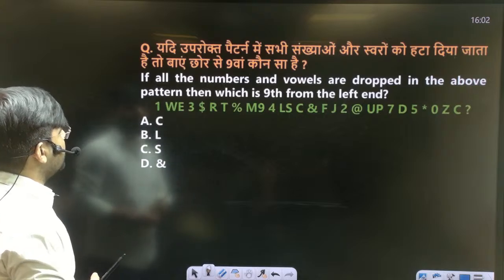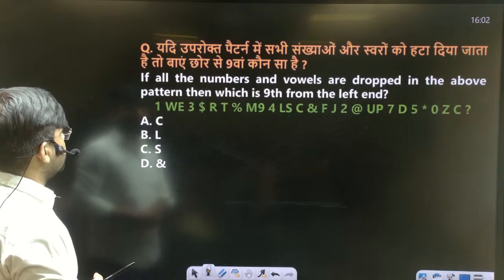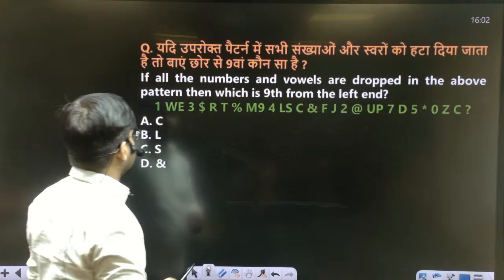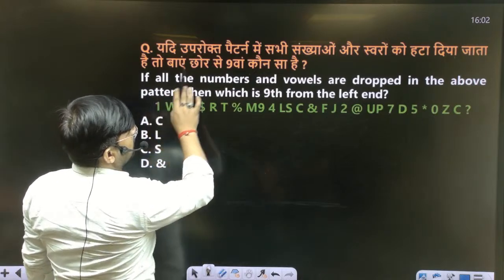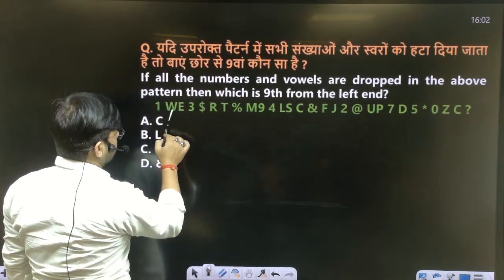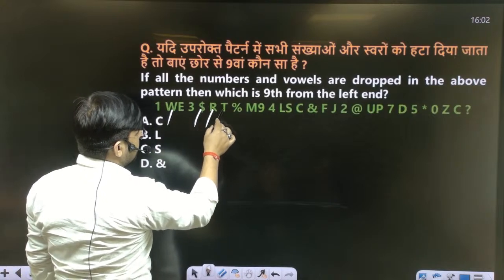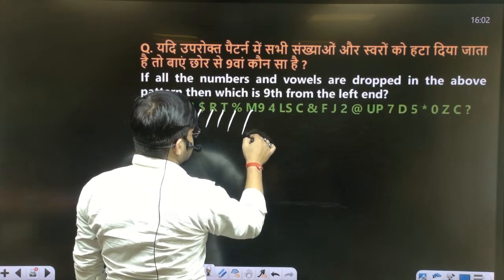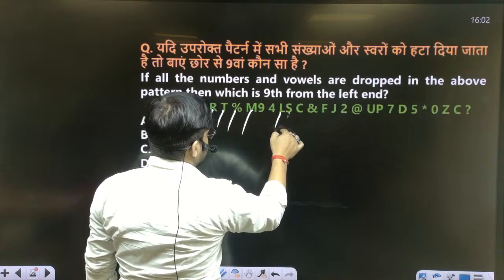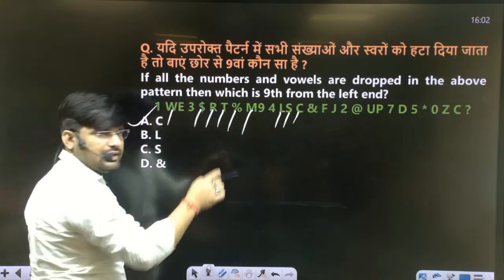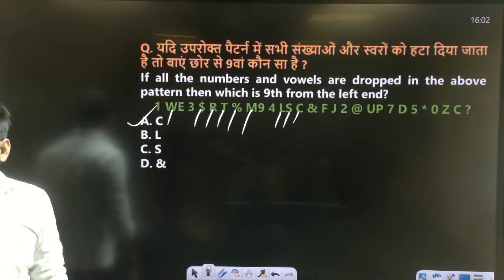If all the numbers and vowels are dropped in the given pattern, which is ninth from the left hand? Vowels and numbers: 1, 2, 3, 4, 5, 6, 7, 8 and 9. It's a C. Option A is the correct answer. Is it clear?